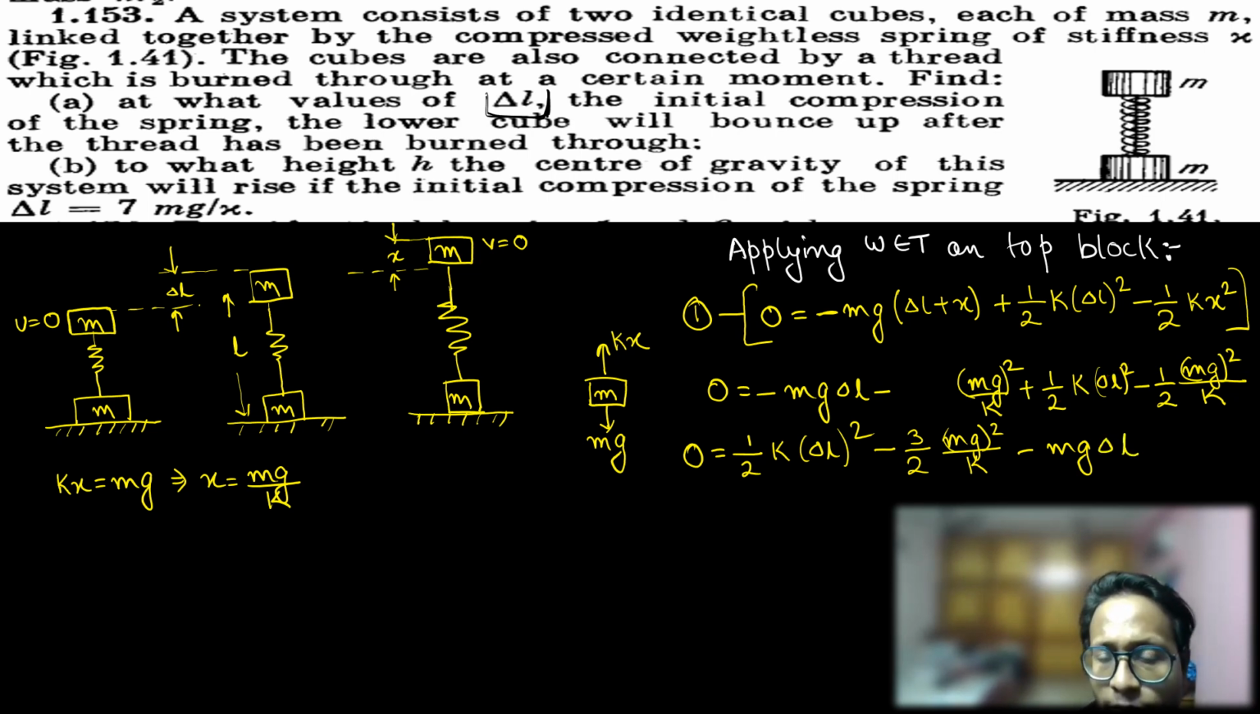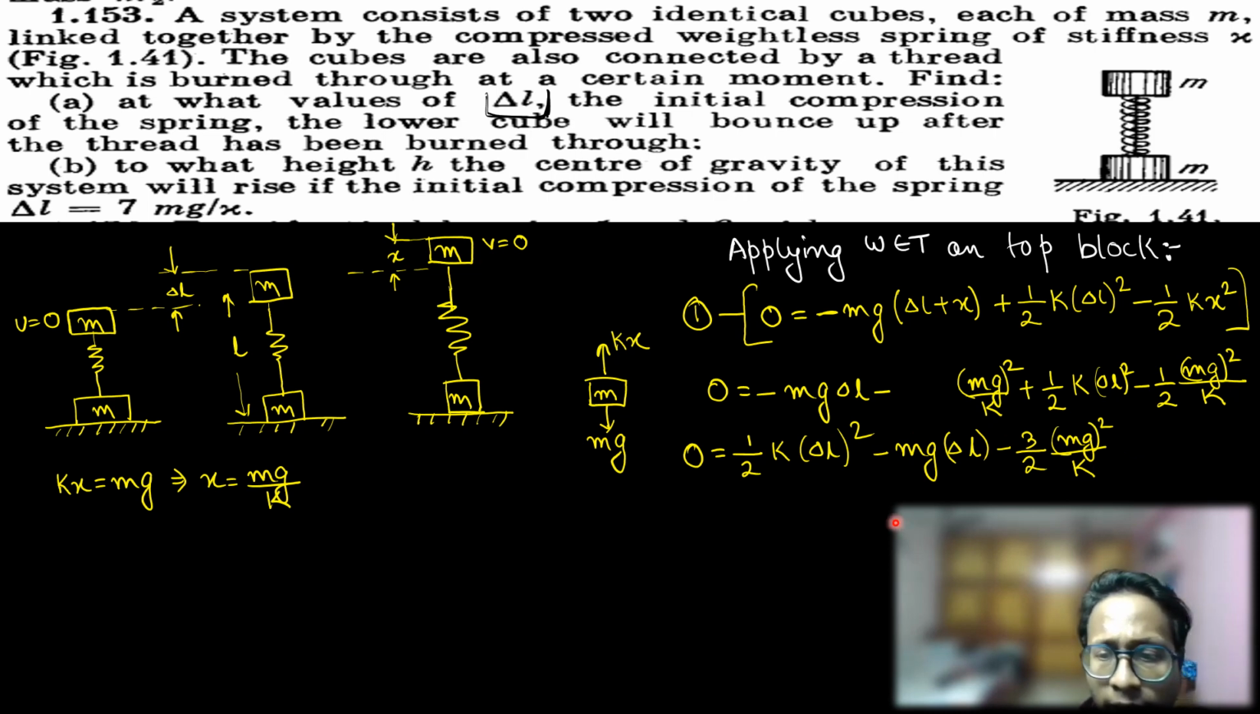It was not necessary to cut out here. Now if you observe carefully, what do we need to find out? Can I write this mg delta L out here and minus 3 by 2 mg square by k on the right hand side? I'm just interchanging these two positions. This is just equation solving.